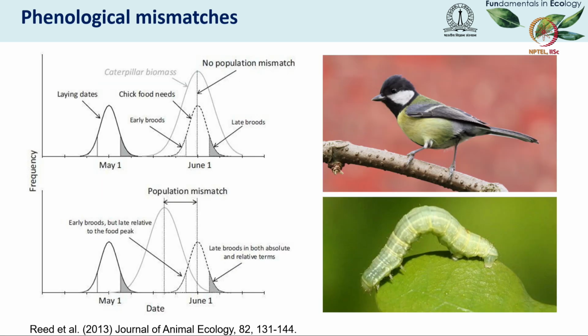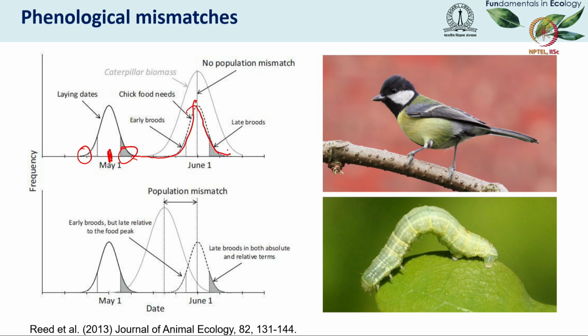There could be other kinds of phenological mismatches, for example, between this bird species called the great tit and caterpillars. Now, this is just a schematic showing the timings of various activities in the life cycle of the great tit. On the top left, what you're seeing is the laying dates of the great tit. Most egg laying was happening around the 1st of May. There were some great tits laying earlier, some laying later, but most of them were laying around the 1st of May. Those eggs are then incubated and hatch.